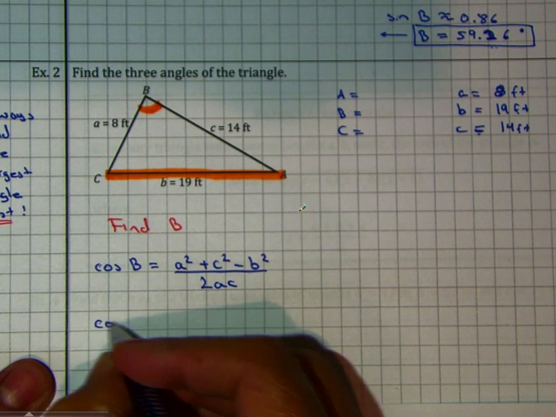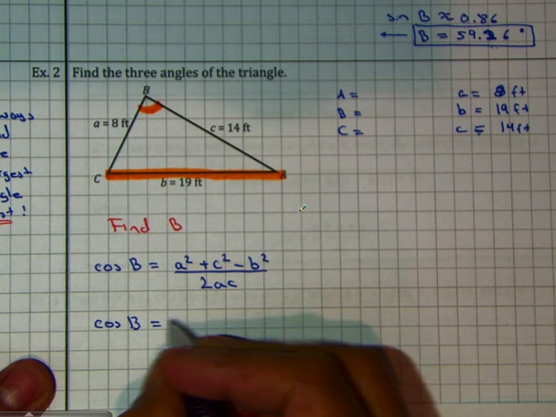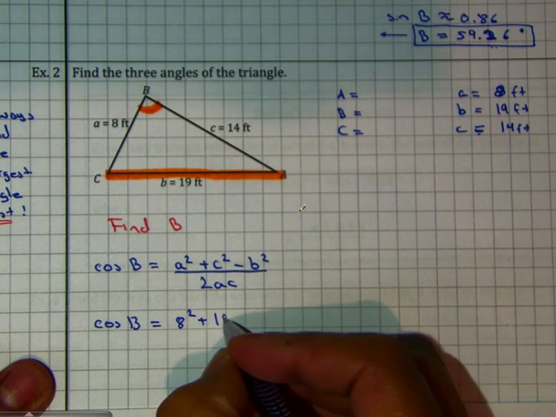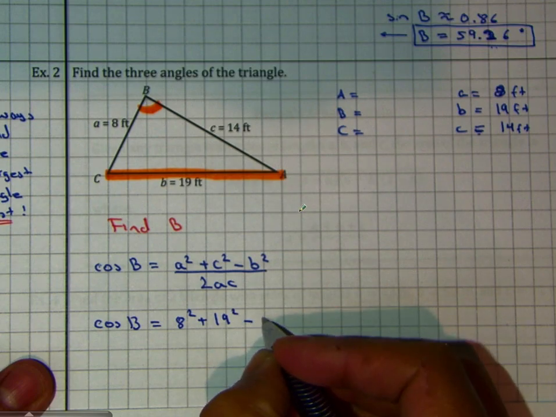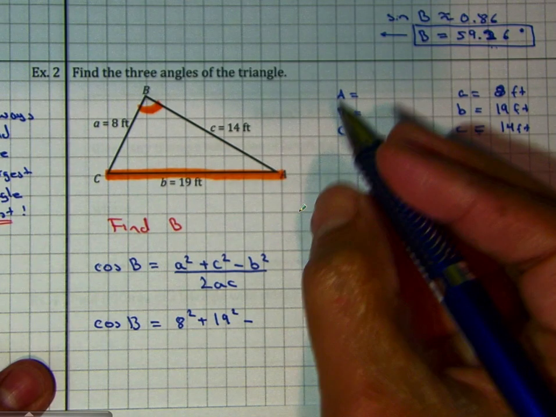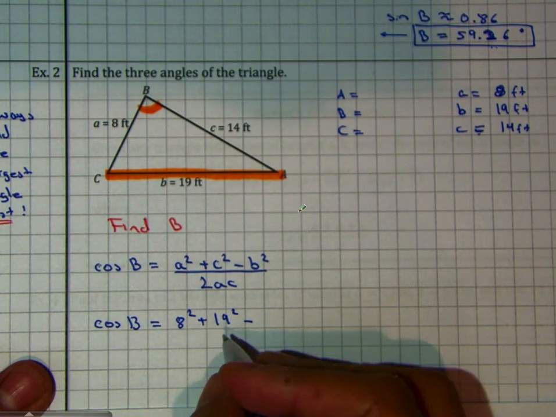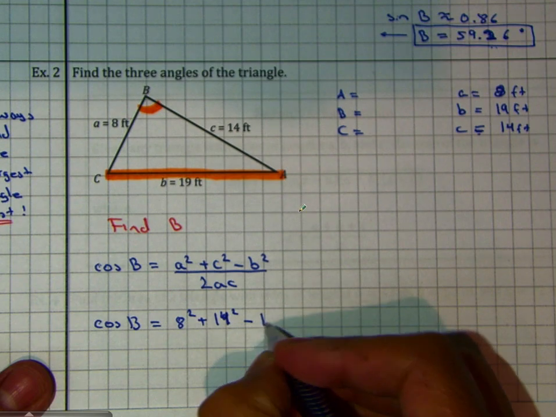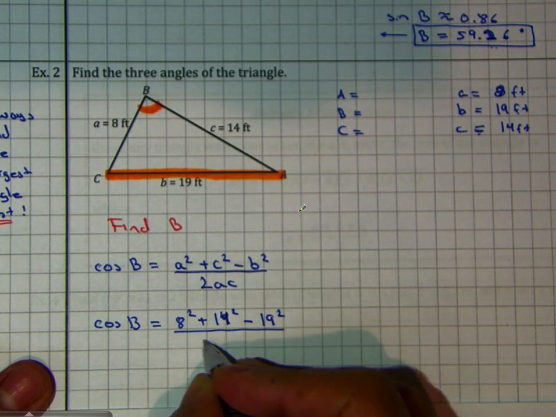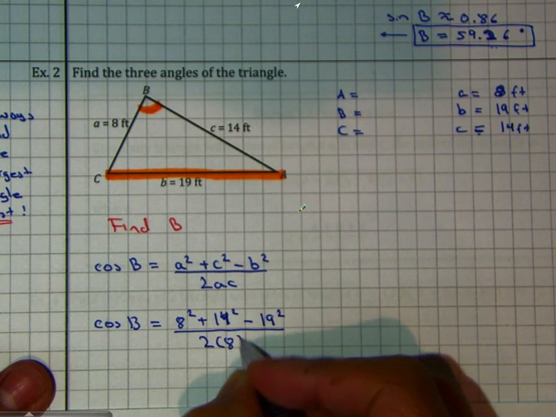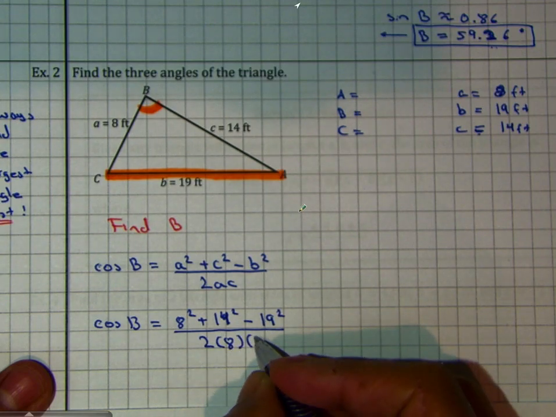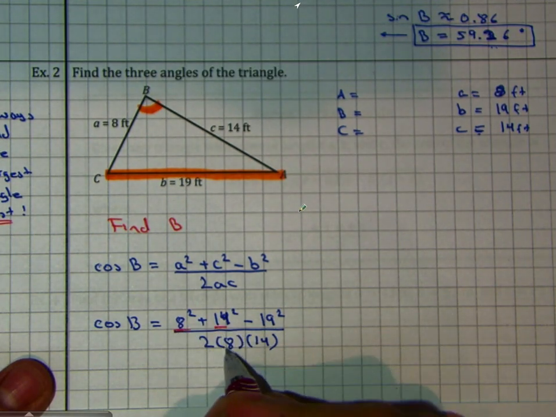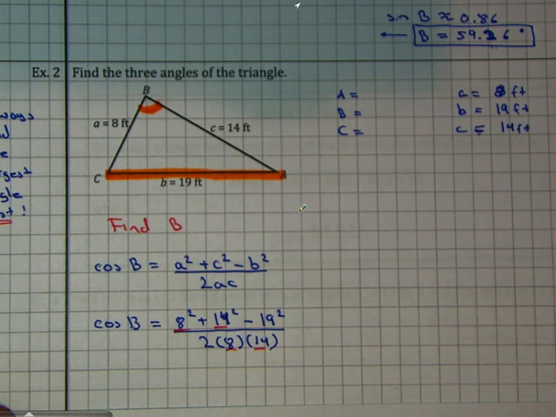So the cosine of B, we're looking for angle B, equals a, which is 8, b will be 19, and c will be 14, and b is 19, all over 2 times a, which is 8, and c, which is 14. One of the things to keep in mind is that those two will be repeated. And now we can just type this into the calculator.